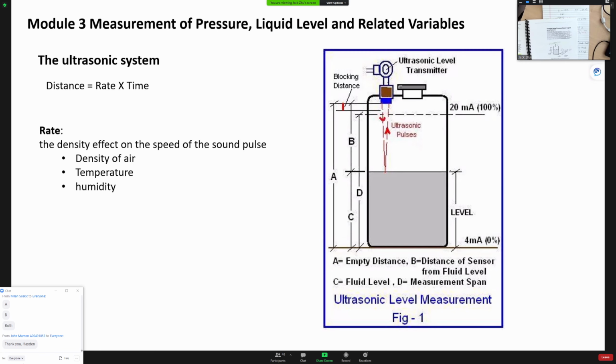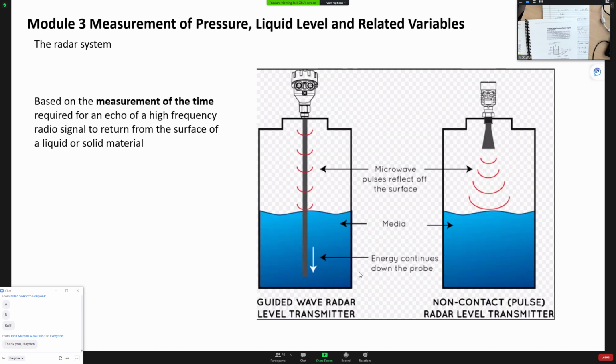The radar system. Instead of sending a sound signal, they send an electromagnetic signal as a radar. So it's the same idea. They measure the time from sending out to receiving the bounce back, so they can calculate the distance.